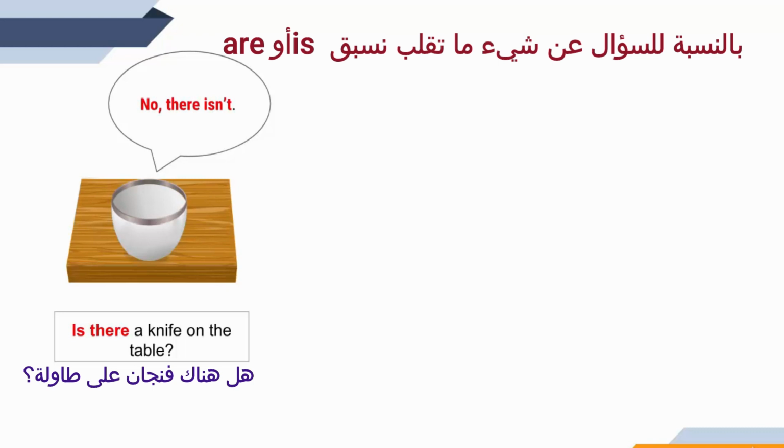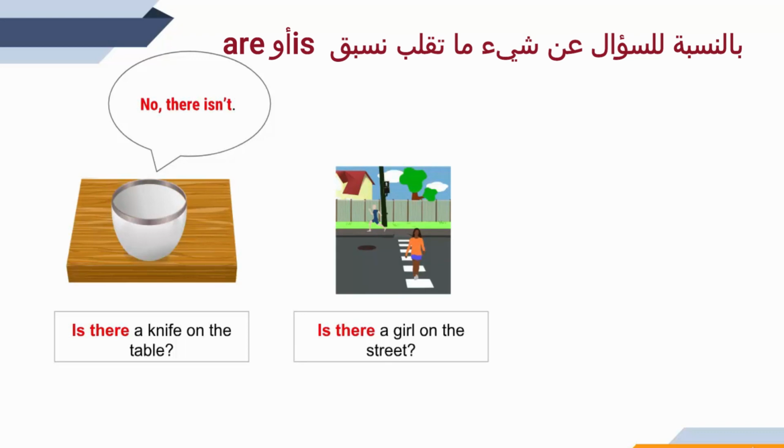The rule, there is positive. You change the places of is and there and you form the question. Is there? Yes, there is. Positive answer. No, there isn't. Negative answer. More examples. Is there a girl on the street? Yes, there is.